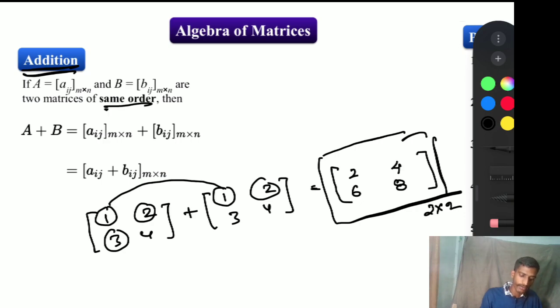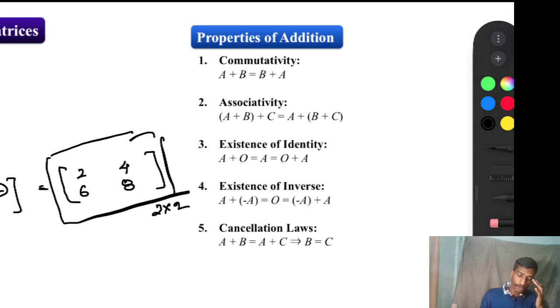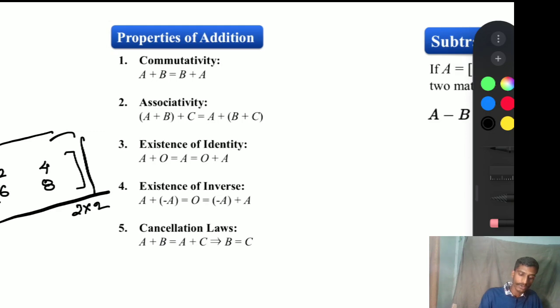So the order should be the same. While adding matrices, the order should be equal. There are some properties that hold for addition. There is commutativity: we can either add A plus B or B plus A, and we'll get the same value. Now the next property is associativity.